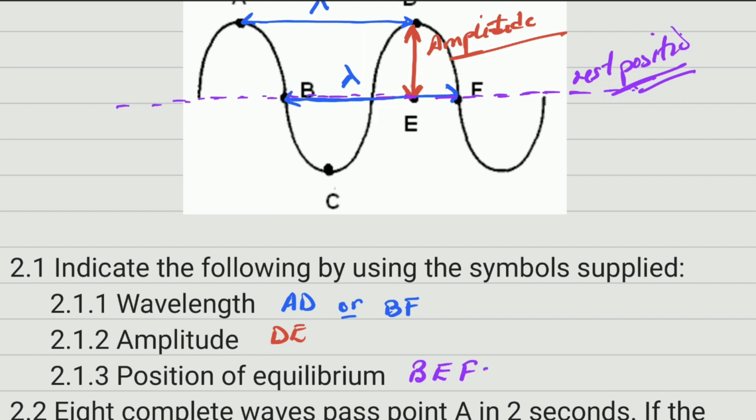All those points represent the rest position, indicated by the symbols applied. So all of those represent the rest position: B, E, F.